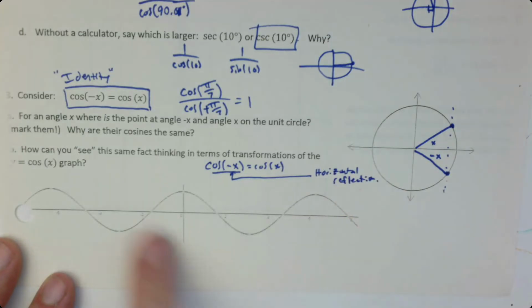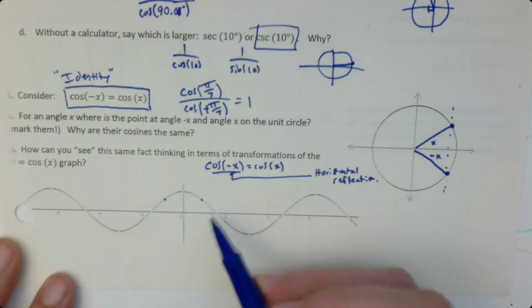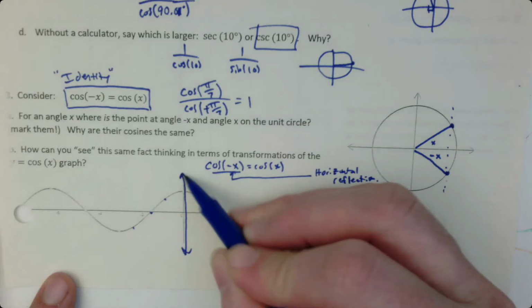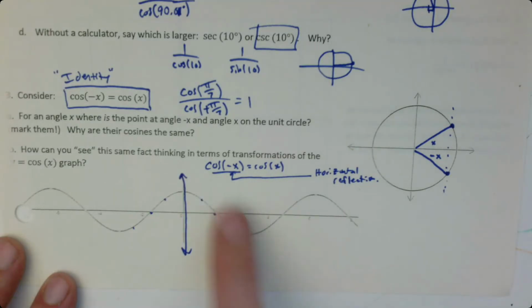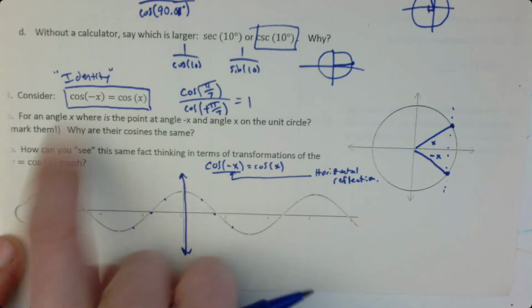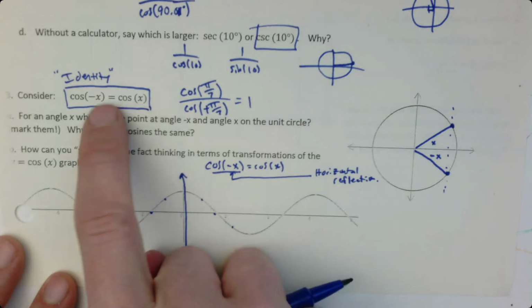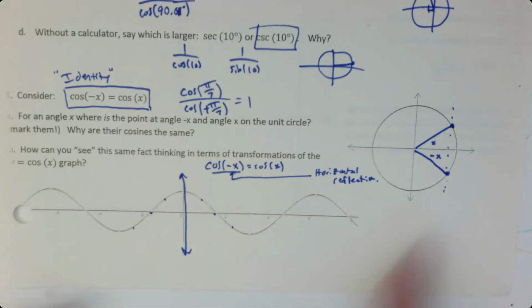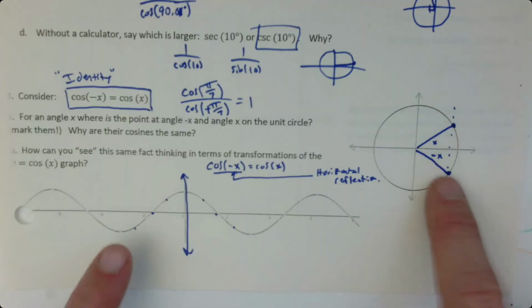So let's imagine what happens if you take this graph and you horizontally reflect it. This point becomes this point, and this point becomes that point. This point becomes this point, and this point becomes that point. It's like every point gets mapped onto a corresponding point on the other side of the y-axis. And hopefully it's visually obvious that if you horizontally reflect cosine, you just end up with cosine again. And so that's the other way of reading this equation. The cosine graph equals, or is the same as, the horizontally reflected cosine graph. So you can see the truth of this identity in either of those ways.